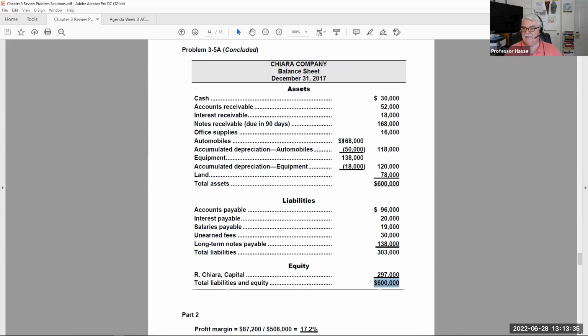Automobiles, what we paid for the automobiles, $168,000, that's that balance on the adjusted trial balance, less what we've depreciated thus far. That's the credit balance accumulated depreciation. So we've paid this for our automobiles. We've depreciated this thus far through December 31st. And there's our current balance of our automobiles. Equipment, this is what we paid for it. This is what we've depreciated. And there's the balance in our equipment account. And then naturally land, which is not depreciated.